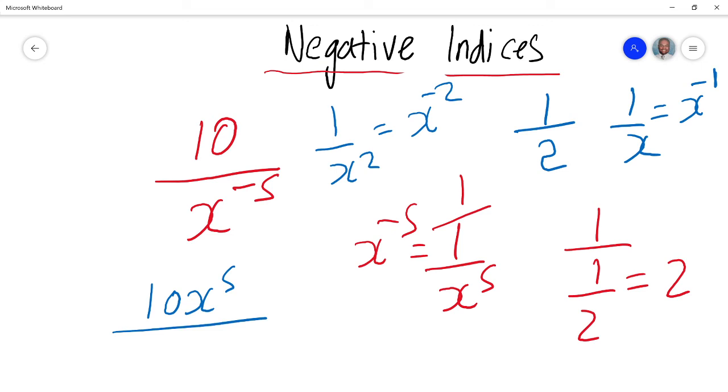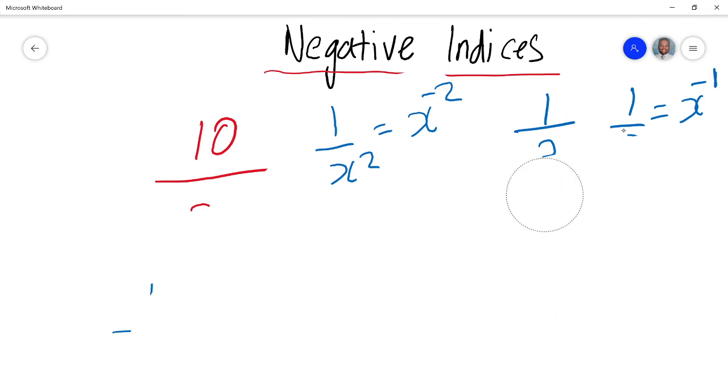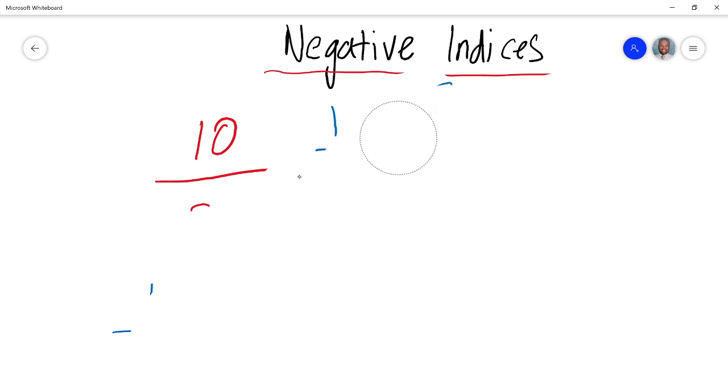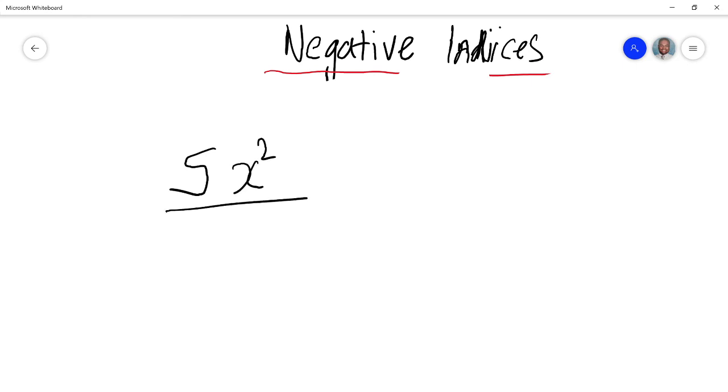Let's look at another question. Like I said, we're adding further layers, so we can apply one or two laws, including the negative index law, to a particular question. We're still on negative indices. Suppose we've got a question, let's say 5 x squared over y to the power 4, the whole thing to the power 3.